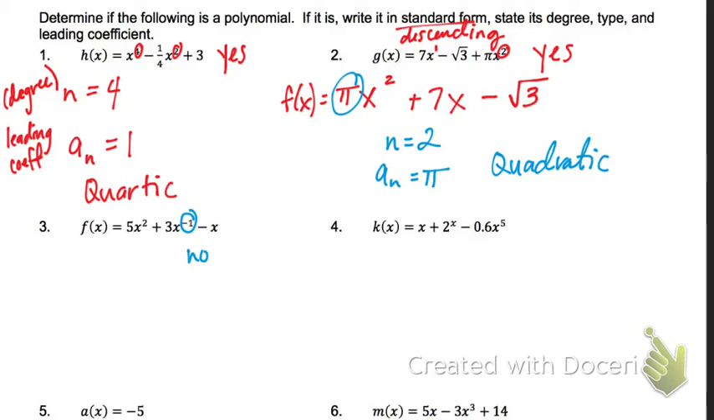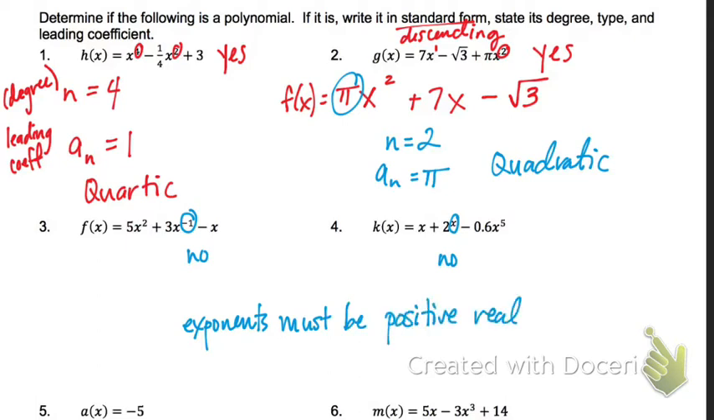Okay, what about number 4? Is there an issue there? No. So no x's as an exponent. You don't want a variable. So exponents must be positive real numbers. Can't be variables. Can't be negatives.